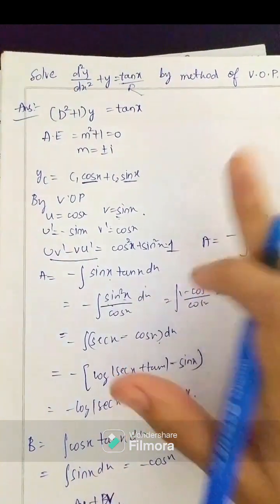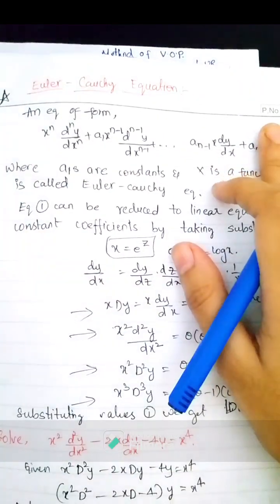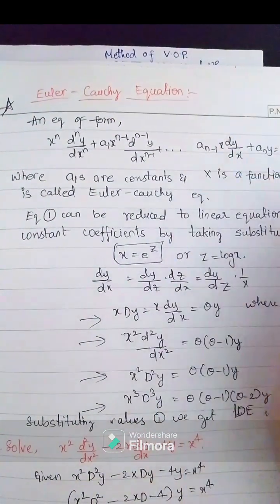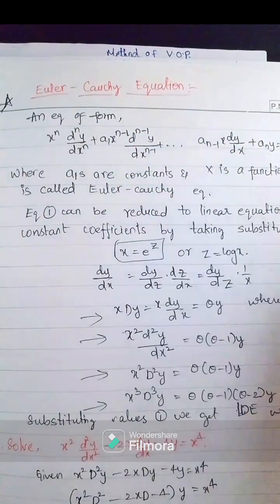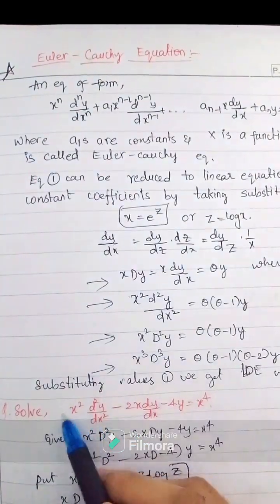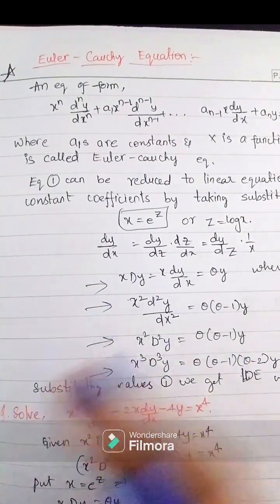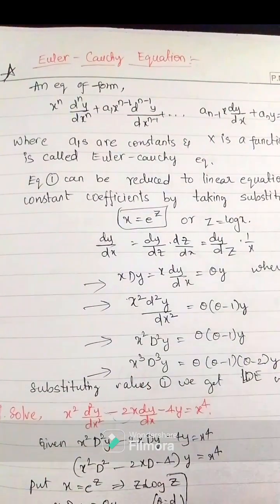Next, very important, Euler Cauchy equation. So when do we use this? When we have variable coefficients. Okay, see, example, I'll show you a question. See, x square, minus 2x. See, these are variables. Until now we have only seen constant coefficients. So when we have variable coefficients, we use the Euler Cauchy equation. So what do we do? We reduce variables to constants.